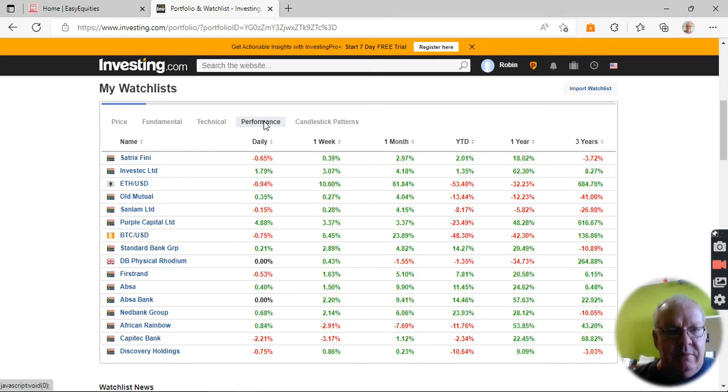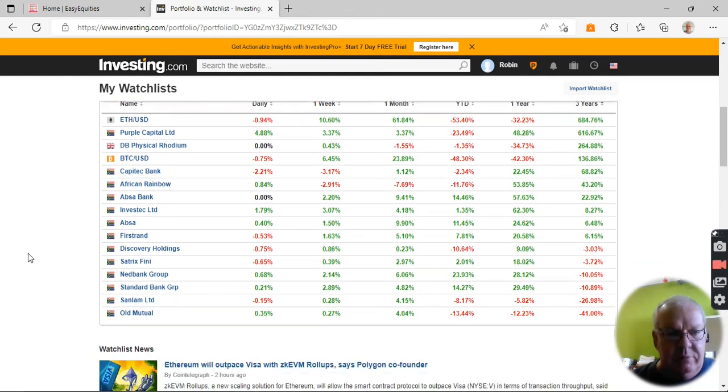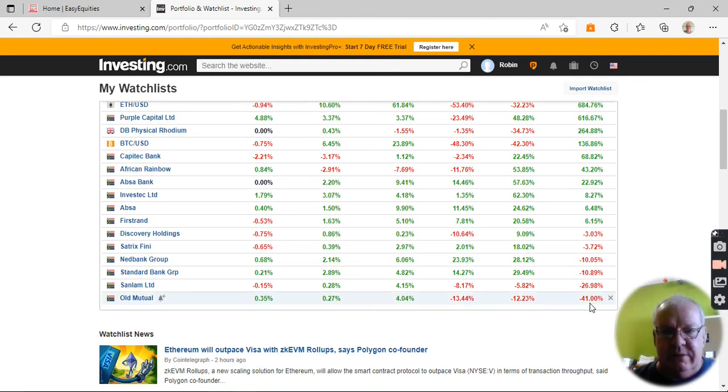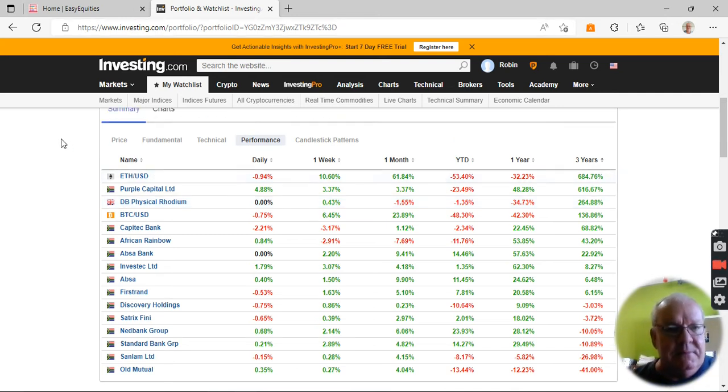Oh, I did want to say one thing, by the way. We were looking at the performance of these shares. Do you see why Old Mutual's dividend is so good? Is because the price has collapsed. They've gone down in 3 years, they've gone down by 41%. So because the price of the share is now quite low, the dividend they're paying out seems quite high in relation to the share price, if that makes sense.